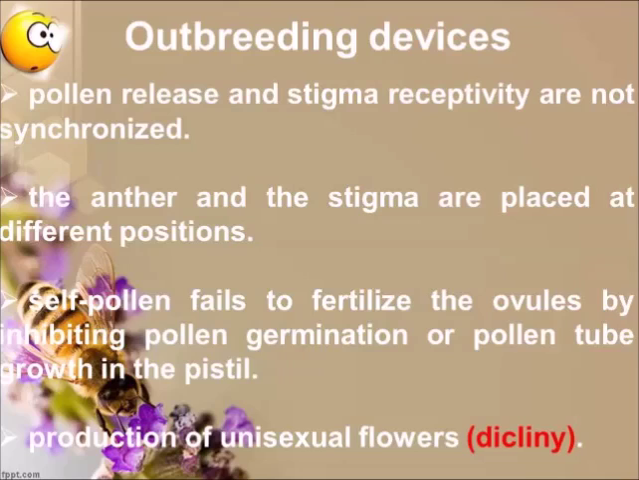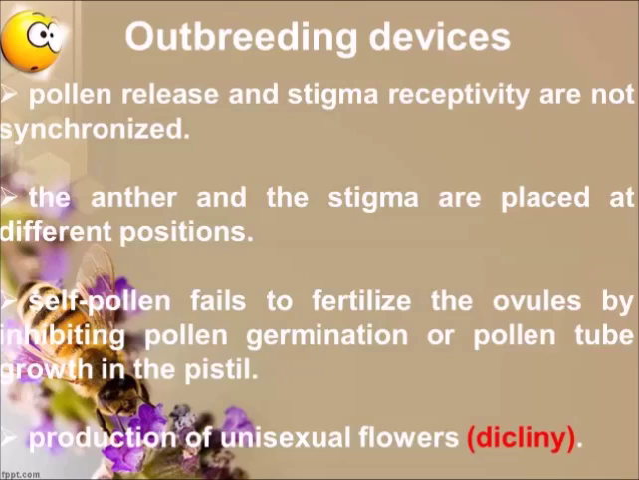The third device to prevent inbreeding is self-incompatibility. Now, how do you define self-incompatibility? Self-incompatibility is chiefly a genetic mechanism that prevents self-pollen, that is, pollen from the same flower or other flowers of the same plant, from fertilizing the ovules by inhibiting pollen germination or pollen tube growth in the pistil.